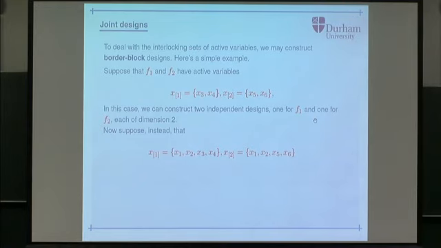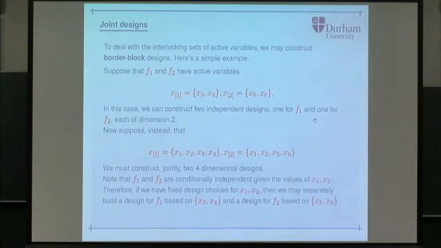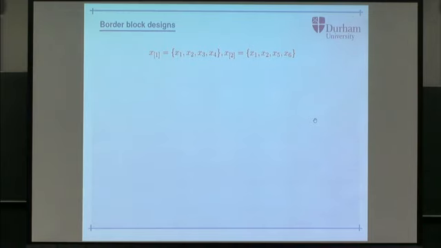Now suppose we have that, so it's not so simple. We have two four-dimensional linked designs, but we notice that if I told you x1 and x2, then the functions would be independent, because there's no more crossover. Once I've fixed x1 and x2, I can reduce it to two independent two-dimensional designs again. So we have the notion of border block designs. In that case, x1 and x2 are the border, and x3, x4, and x5, x6 are the blocks.